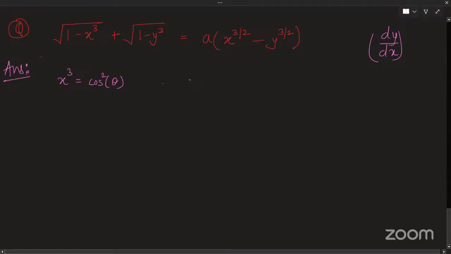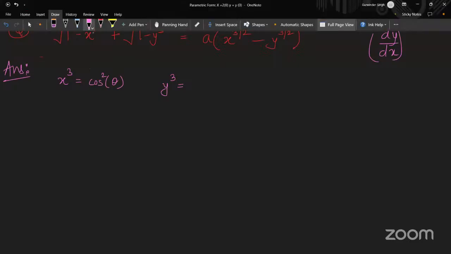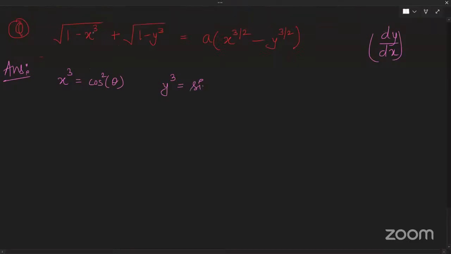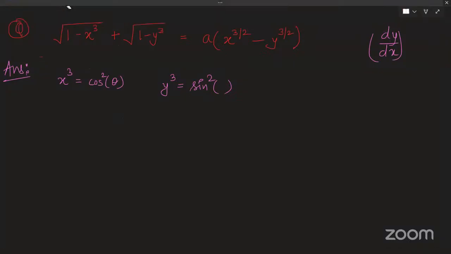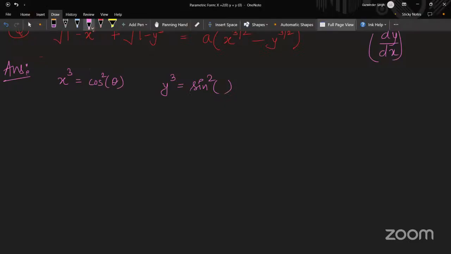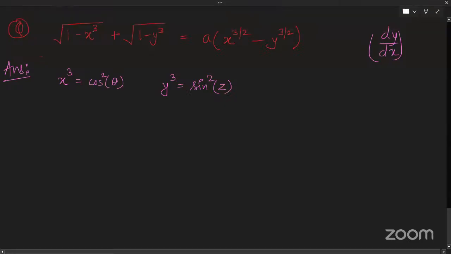And you can treat your y cube as some parameter. Okay, so let us not take it for the time being. Let us take it any angle z. Okay, what will happen? So you can just see it.